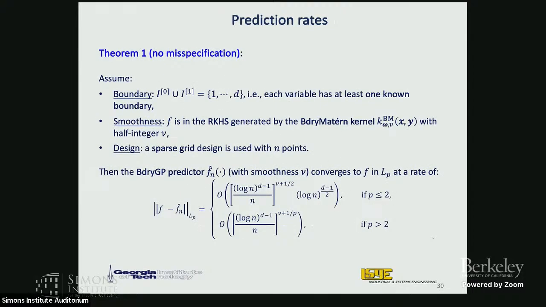Okay, so now I show you two theoretical results here. One is no misspecification. Here we have d dimensions, d variables. Each variable has at least one boundary, either left or right. And smoothness, meaning the true f function is in the reproducing kernel Hilbert space generated by the boundary kernel, and the sparse grid. Then we get these convergence rates. It's pretty good, but I don't know how much improvement over the no boundary.